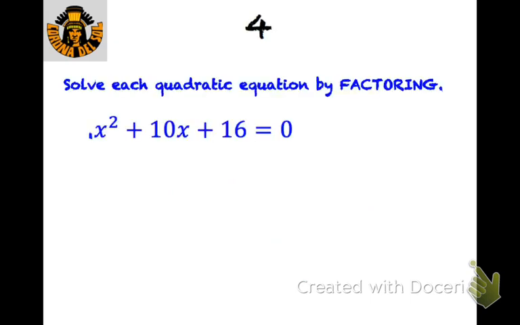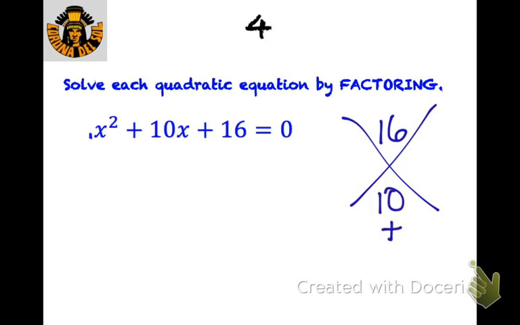Next one, we want to solve it by factoring. So again, this is the easier kind of factoring. So we're looking for two numbers that multiply to be 16 and they add up to be 10. So let's think about this. So how about 8 and 2? That work? Yeah. So then we're going to do double bubble.